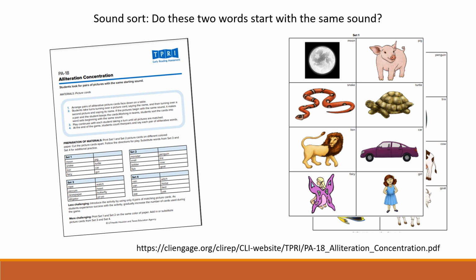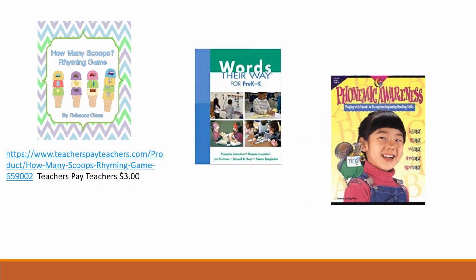The importance of using real objects or picture cards to support our students has been mentioned a number of times. Here are more resources that contain visuals to assist you in your teaching of alliteration and rhyme. There's an activity from Teachers Pay Teachers. There's Words Their Way for pre-K and kindergarten. And then there's the book Phonemic Awareness, Playing with Sounds.